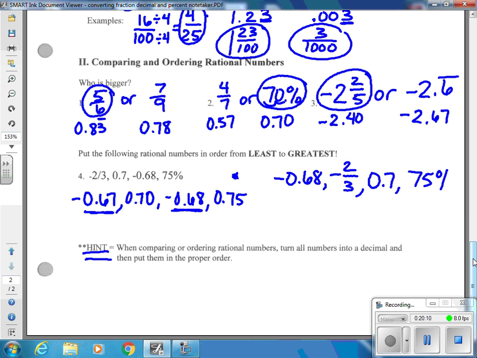So when you're putting things in order, always go to the decimal format first, and then use that to help you put them in order and determine if it's least to greatest or greatest to least. All right, so you're going to use these notes to help you take your Edmodo quiz and to help you out in class with other assignments that we decide to do.